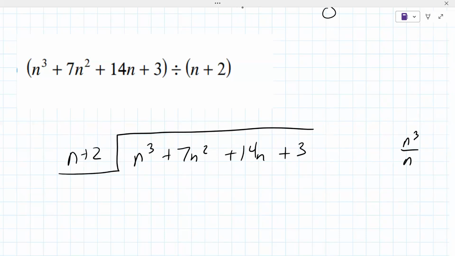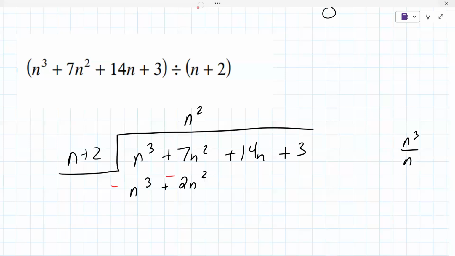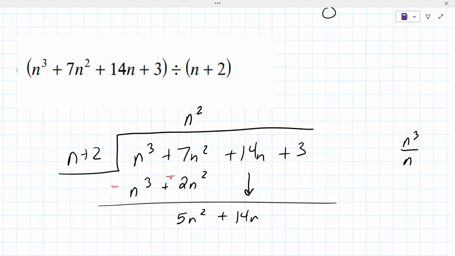So n squared goes in the n squared column, and then I multiply n squared by n plus 2. That would be n cubed plus 2n squared. Then you change the signs, minus minus, so that would become 5n squared. You put it up there.